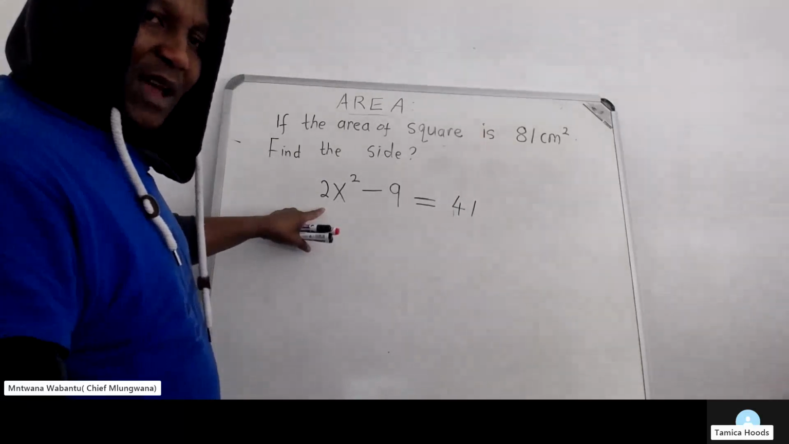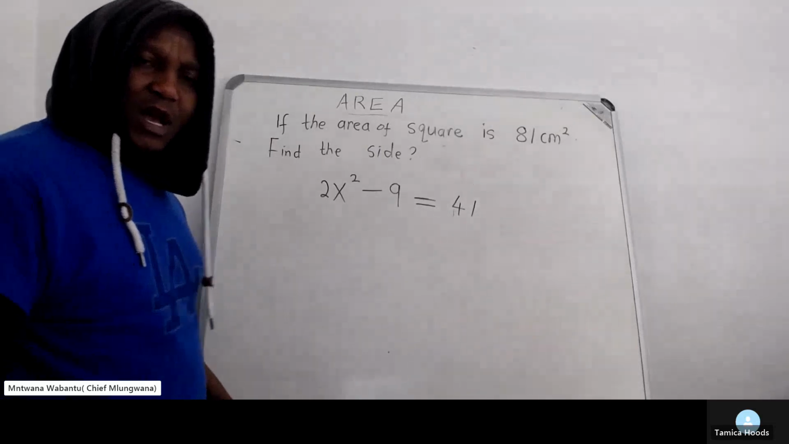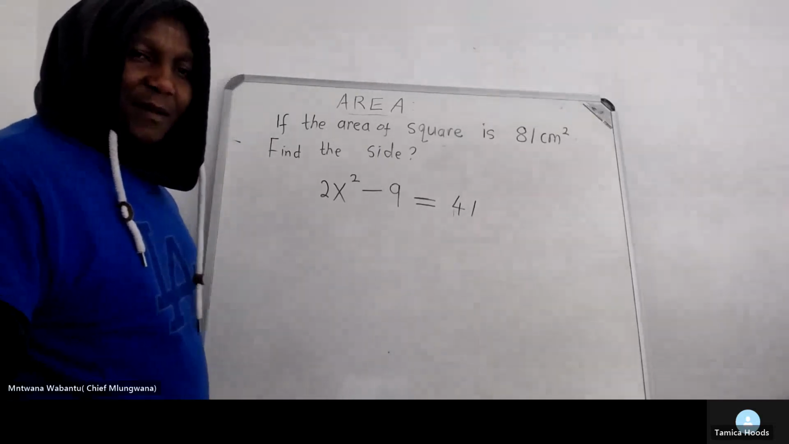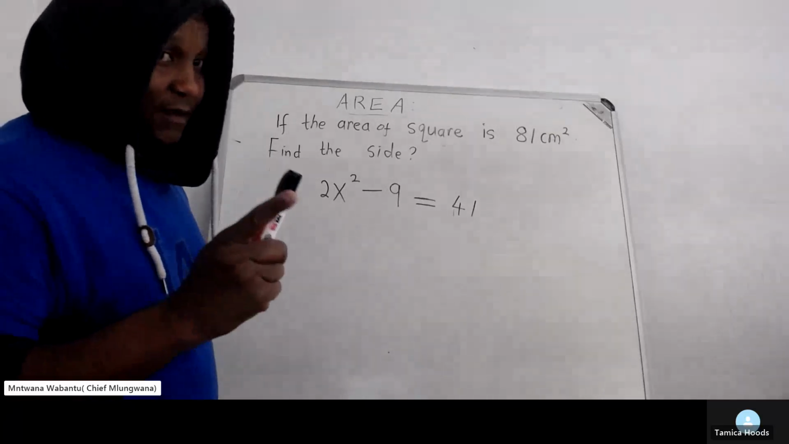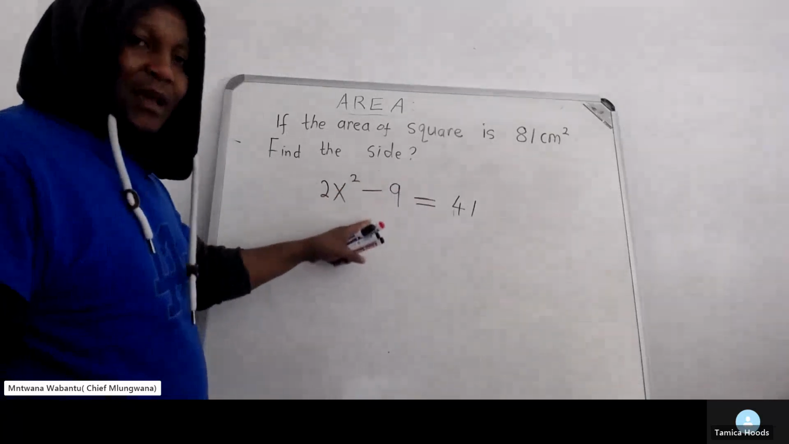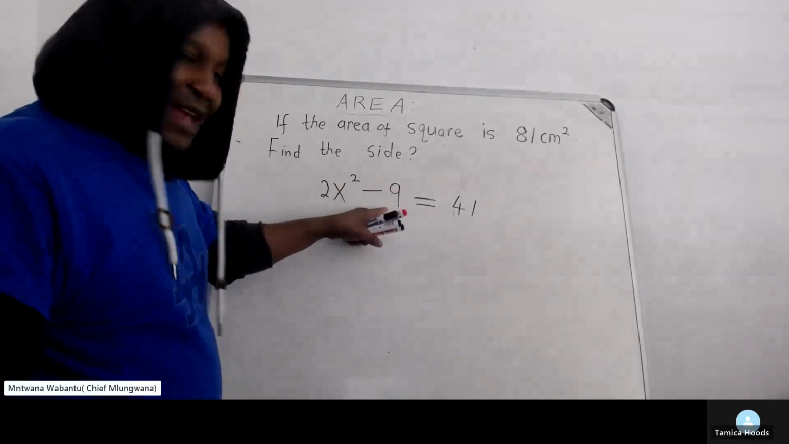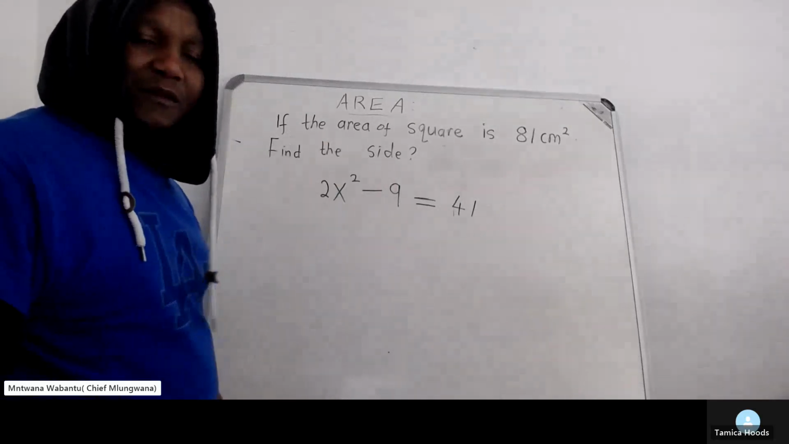Does it make sense? You're going to get rid of the 2 first. What exactly would you get rid of? I want to see you thinking. The negative 9. Yes, because you cannot get rid of the 2 if there is something else here. I must get rid of negative 9 first. So how am I going to get rid of negative 9?